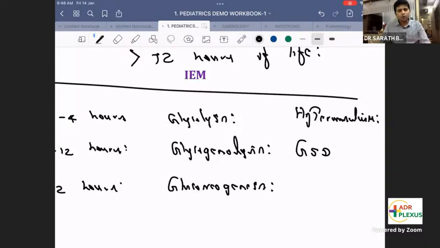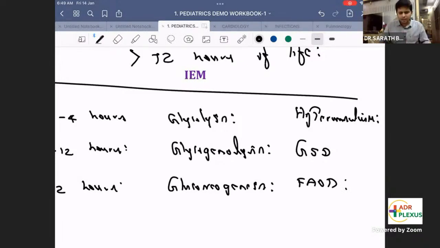Third point, gluconeogenesis. What happens in gluconeogenesis? Fatty acids will be converted to ketone bodies and glucose. Proteins will be converted into glucose. So what does that mean? Non-carbohydrate substances like fatty acids and proteins will be converted into glucose. That is called gluconeogenesis. The classical example is fatty acid oxidation disorder.